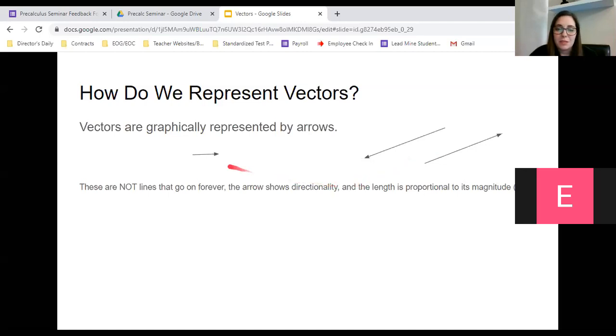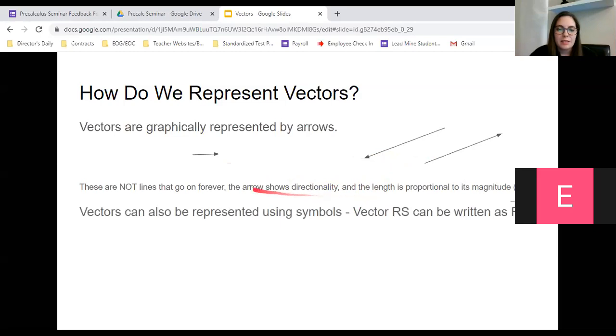And then the big difference between these two is the size. So the magnitude or the length. The length is going to be proportional to the magnitude. We'll get into that a little bit more in just a second. So that's graphically. We can also use symbols.